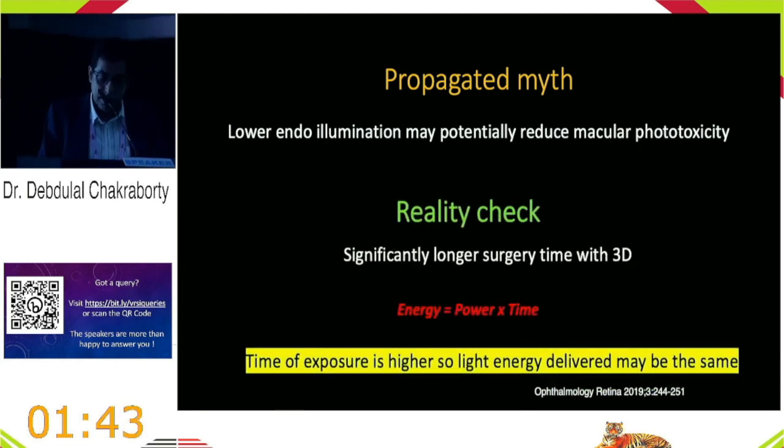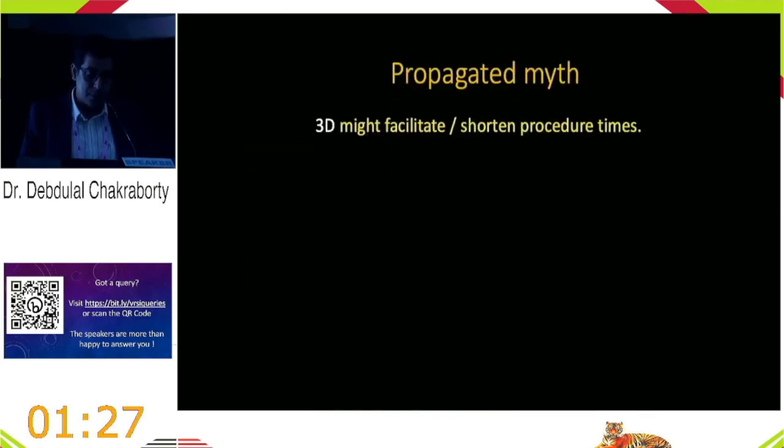Wait a minute. Remember, go back to our school days, energy is equal to power into time. So you have significantly longer surgery time here with 3D. And what ultimately it does is, with increasing time, you are exposing the patient to the same amount of light energy. The next propagated myth: 3D might facilitate or shorten procedure times.